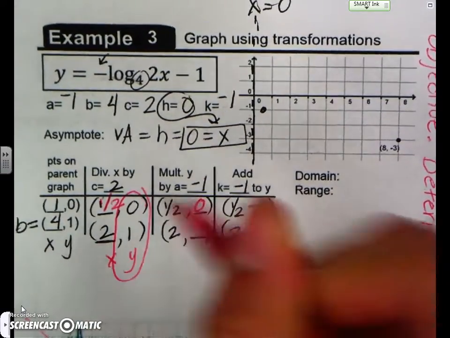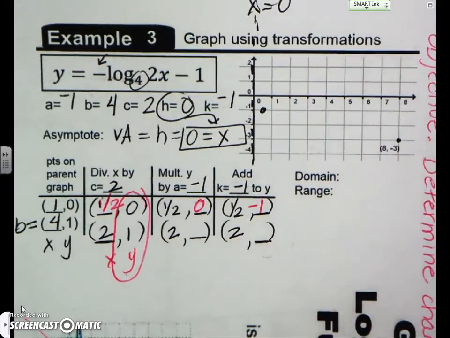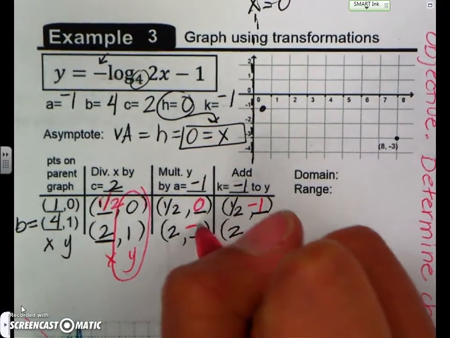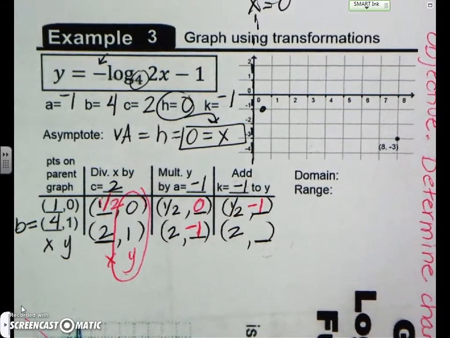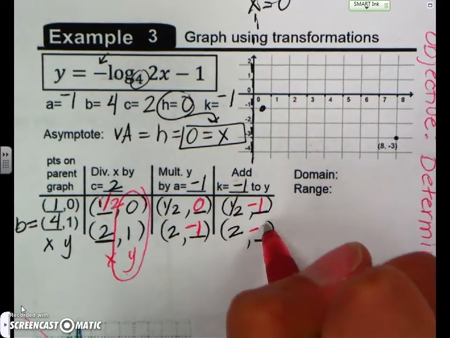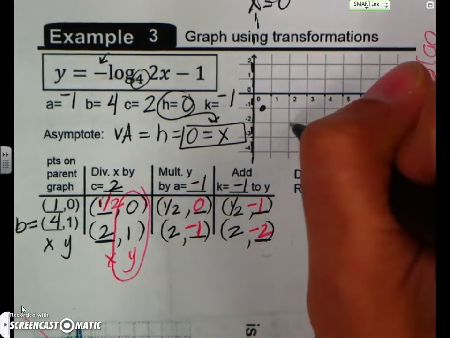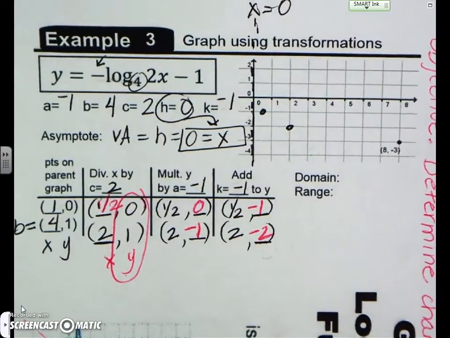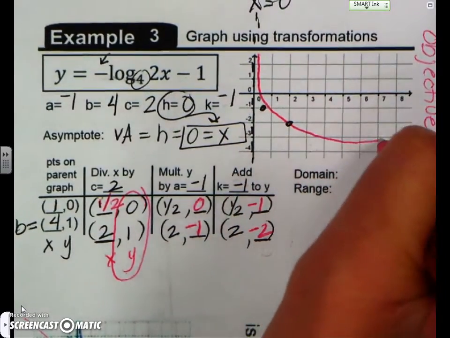So on the y section, when I multiply 1 times -1, what do you get? Good. And then add -1 to -1. What is -1 minus 1? -2. And you plot these points. 2, -2. You drew your vertical asymptote already. Your graph is going to be pointing down because your function is negative.